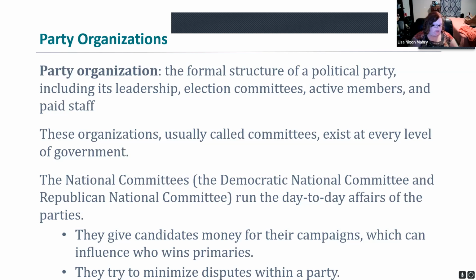The definition of a party organization is the formal structure of a political party, including its leadership, election committees, active members, and paid staff. They're usually called committees, and they exist at every level of government.